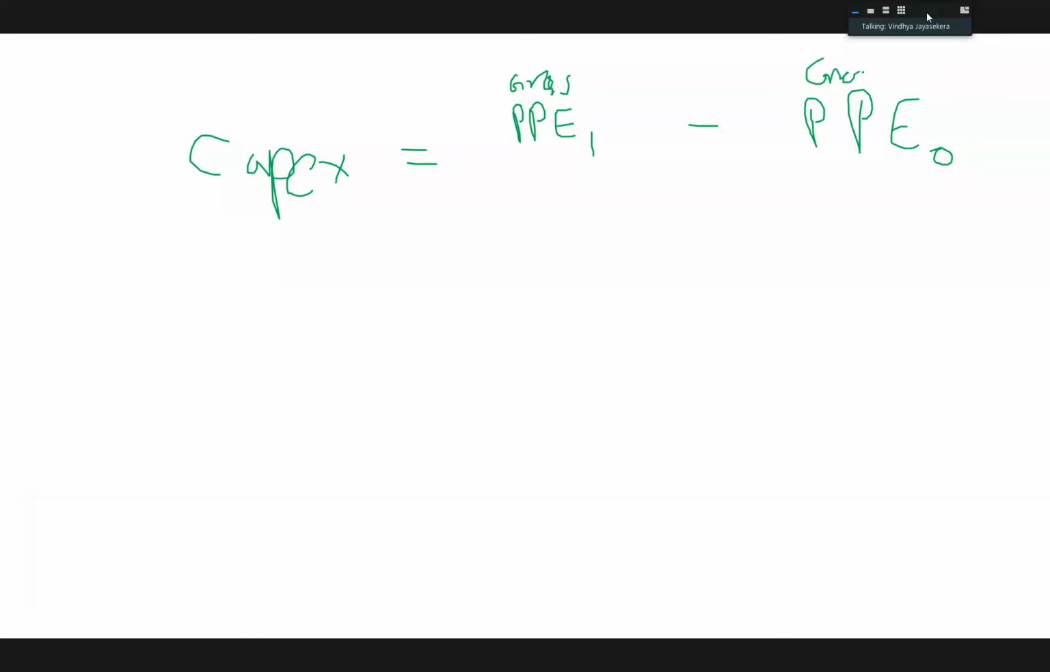So if I just put it like this, your capex is like your, let's say, property, plant, and equipment this year minus your property, plant, and equipment last year, right? But your gross property, plant and equipment this year minus your gross property, plant and equipment last year.